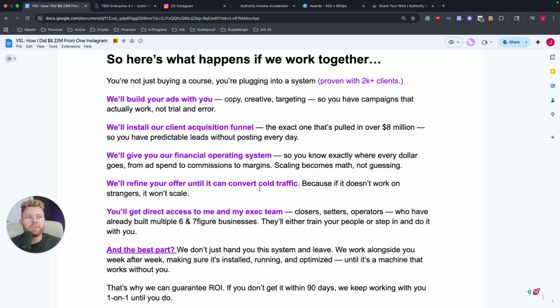We'll refine your offer until it can convert cold traffic, because if it doesn't work on strangers, it won't scale. This is a really big thing. A lot of clients come to us and they can close organic deals, people that are referrals, people that are already in their ecosystem, but tapping into cold traffic is an entirely different beast. And we've been doing it for 7 years now. So we'll help you shortcut that learning curve and get stuff working right away.